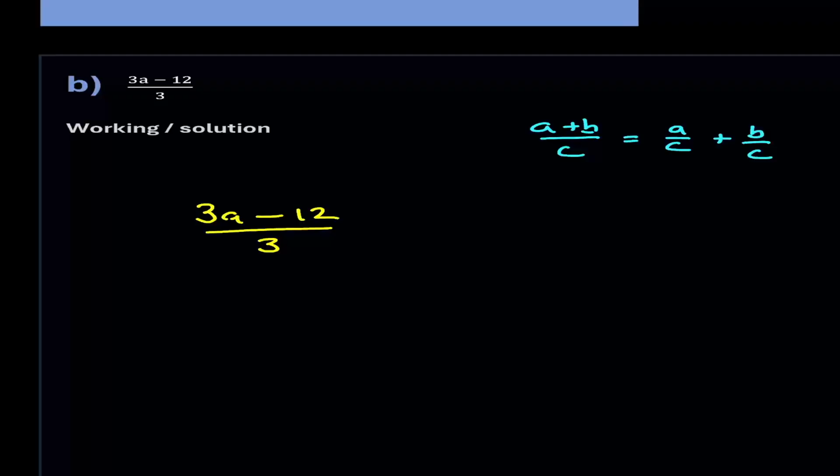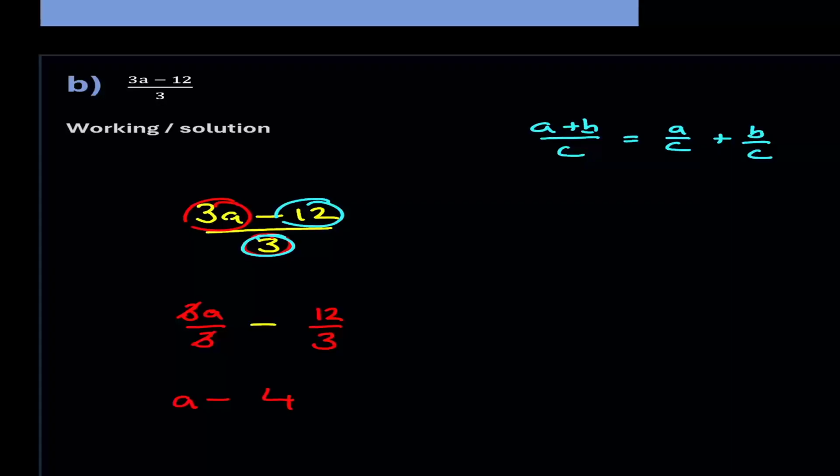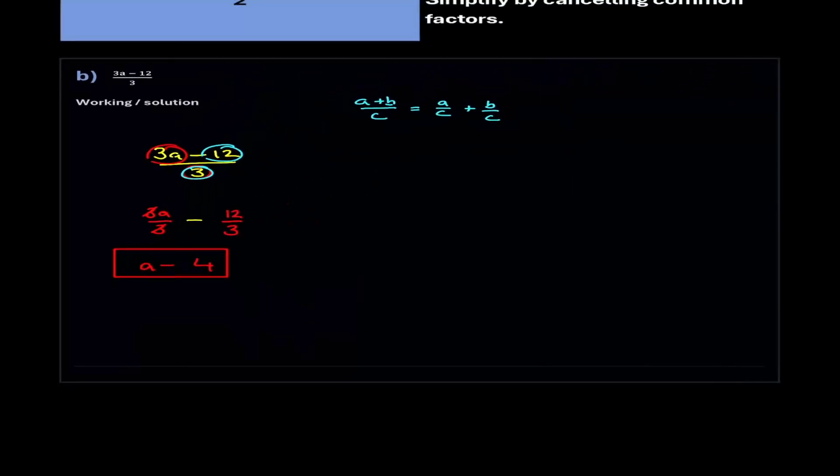So it's the same as saying 3a on 3, take 12 on 3. Then we can work that out. 3a divided by 3, the 3's cancel, you're just left with a. 12 divided by 3 is 4. So it's just a take 4.